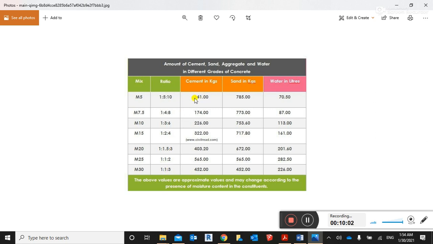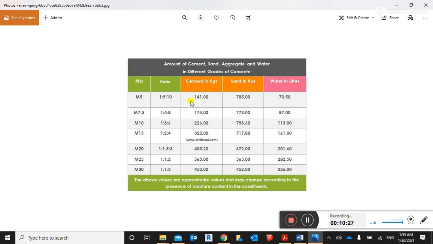Cement content, this is again the repeated portion. In M5 we can use it for PCC concrete and damp proofing concrete. This is a very low grade of concrete. We cannot use M5 in column casting, beam casting, or slab casting, because this is a very low grade of concrete.